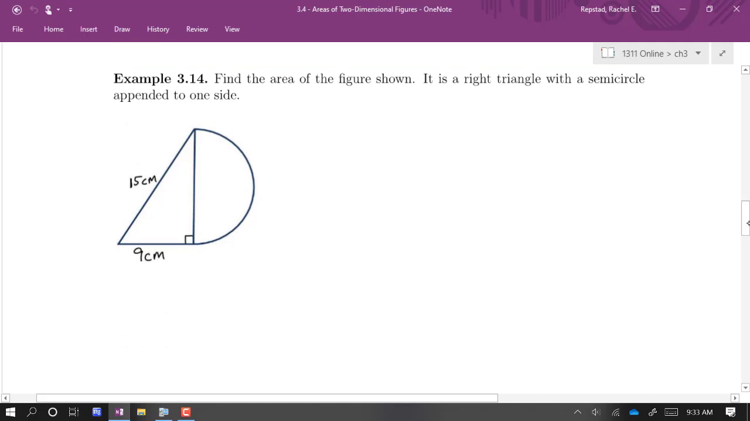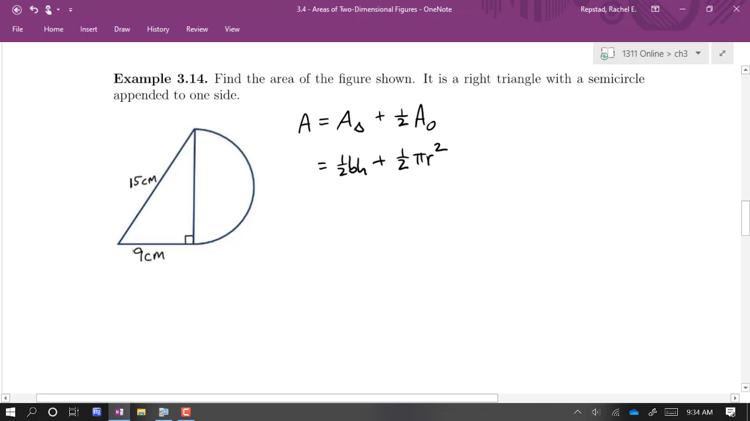So we're going to do some examples. I usually like to approach these just by picking apart the pieces that I need to put together. So here, if I want the area of this figure, it says it's a right triangle with a semicircle appended to one side. So to find the area, I'm going to need to find the area of the triangle and the area of half that circle. So say 1/2 the area of a whole circle. We know the area of a triangle is 1/2 base height. And the area of a circle is pi r squared, so 1/2 pi r squared.